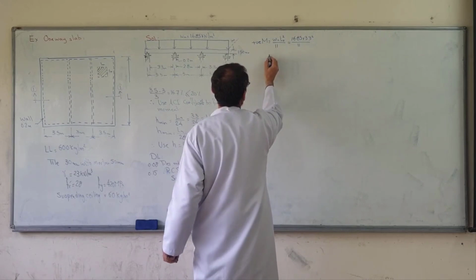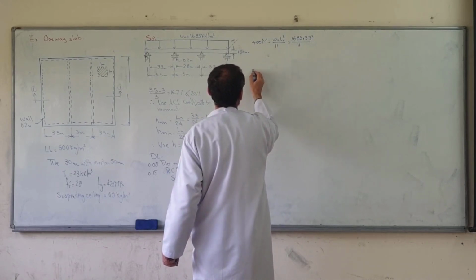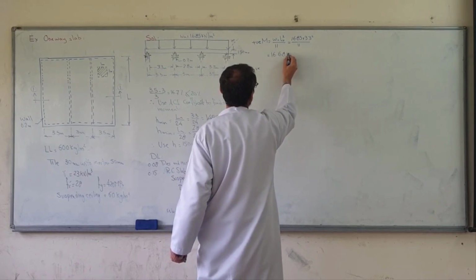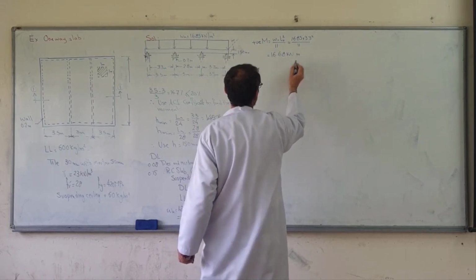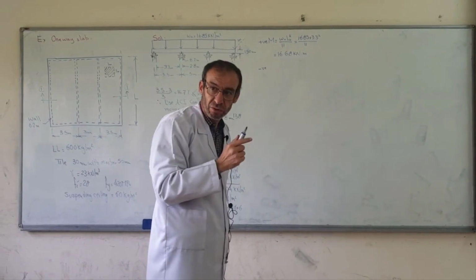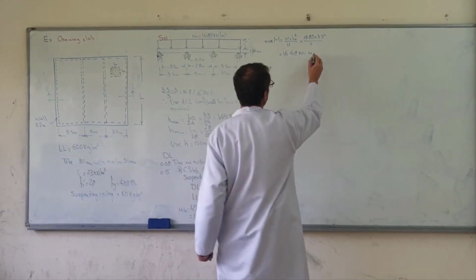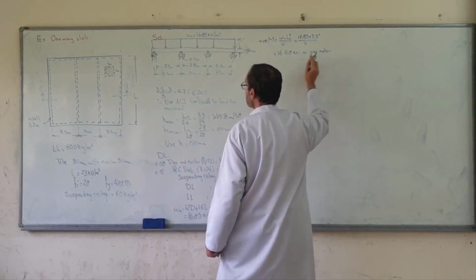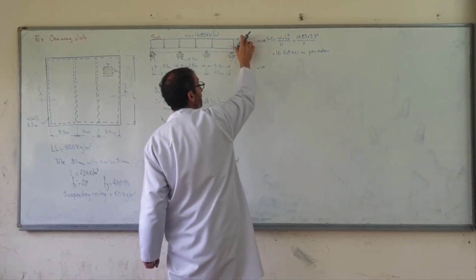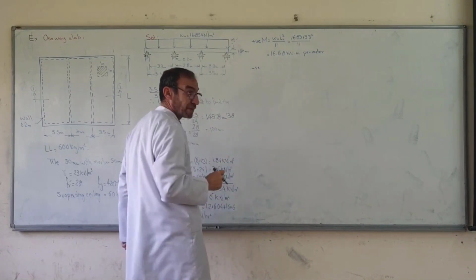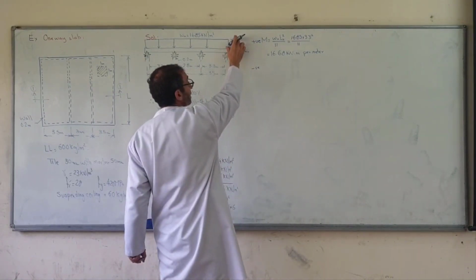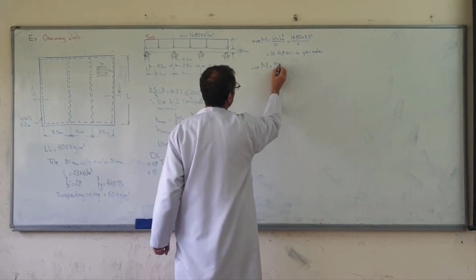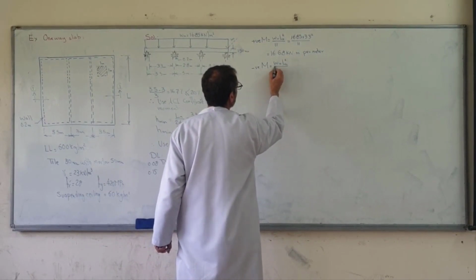This positive moment is equal to 16.68 kilo Newton meter. This is kilo Newton meter per meter width. Okay, negative moment is equal to what? W Ln square over 10.